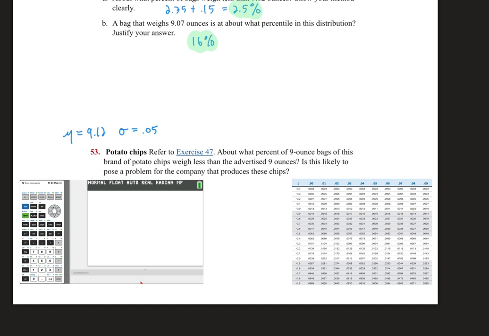Okay, for the next questions they say, about what percent of 9-ounce bags of this brand of potato chips weigh less than the advertised 9 ounces? Okay, so let's do that first. First off, they want a percent. If we're using a calculator, if they want a percent or a proportion, we always do normal CDF in the calculator.